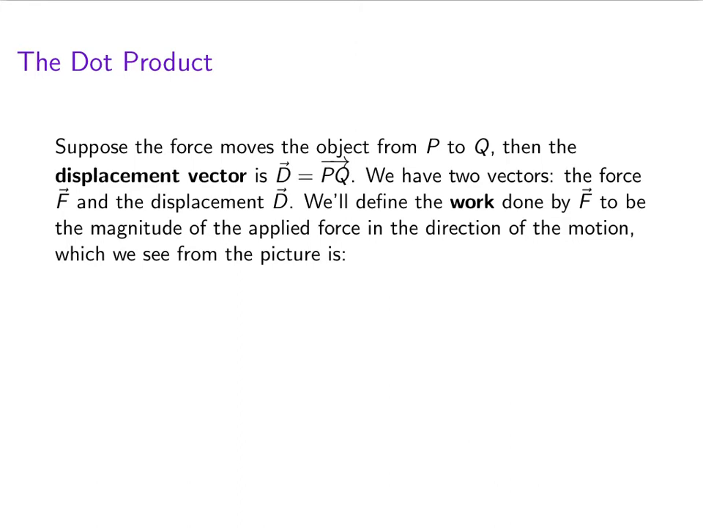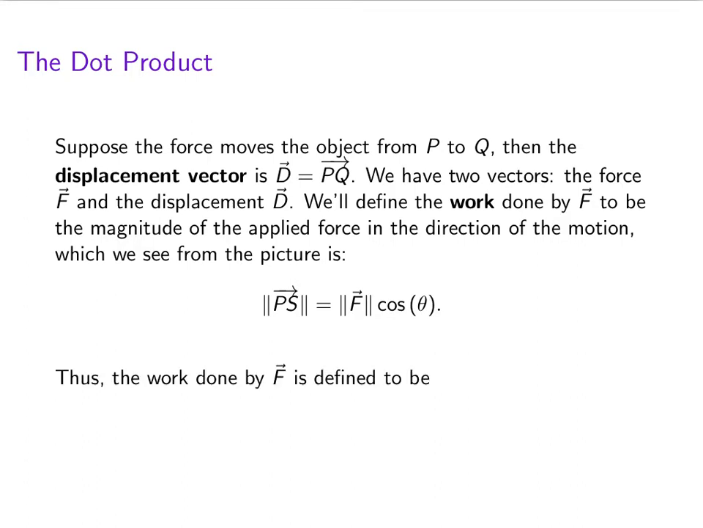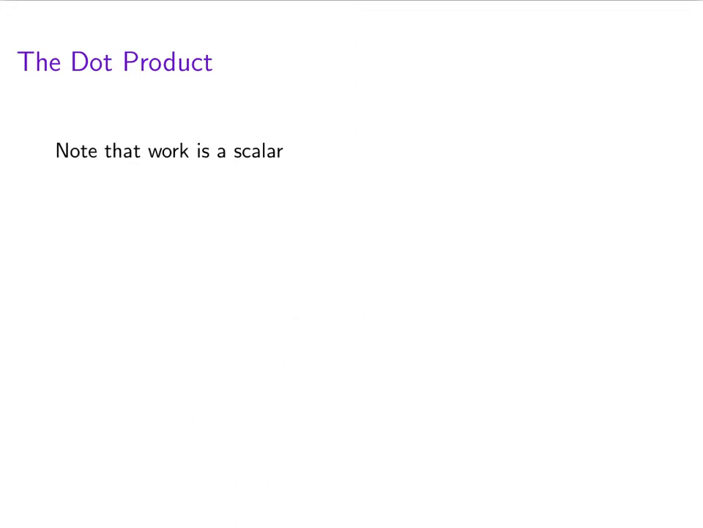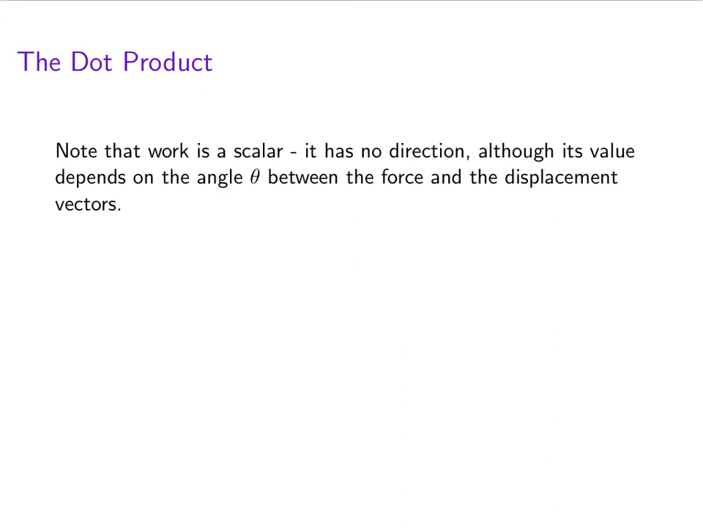We're going to define the work done by the force to be the magnitude of the force in the direction of the motion. That magnitude, we can see from the picture, looks like this. The magnitude of PS is equal to the magnitude of F times cosine theta. Therefore, we can say that the work done by the force is defined to be this. So the work is the magnitude of D times the magnitude of the applied force in the direction of motion, which is magnitude F cosine theta. So we end up with magnitude of D, magnitude of F, cosine theta. Now, work is a scalar. It has no direction. Now its value will depend on the angle theta between the force and the displacement vectors.